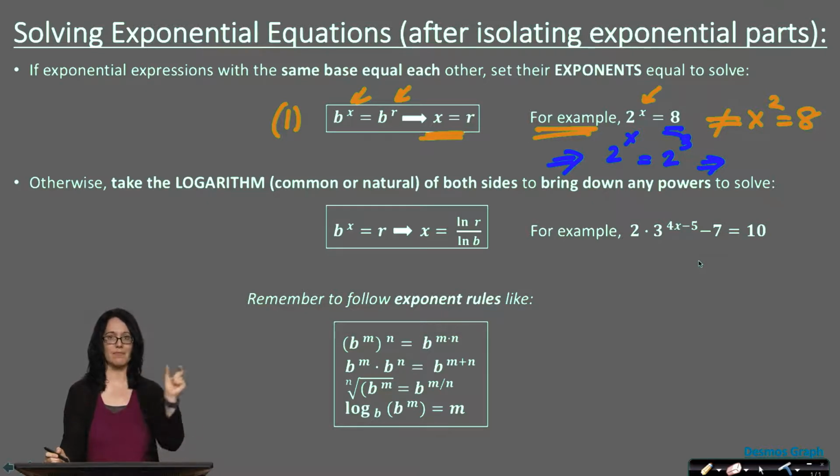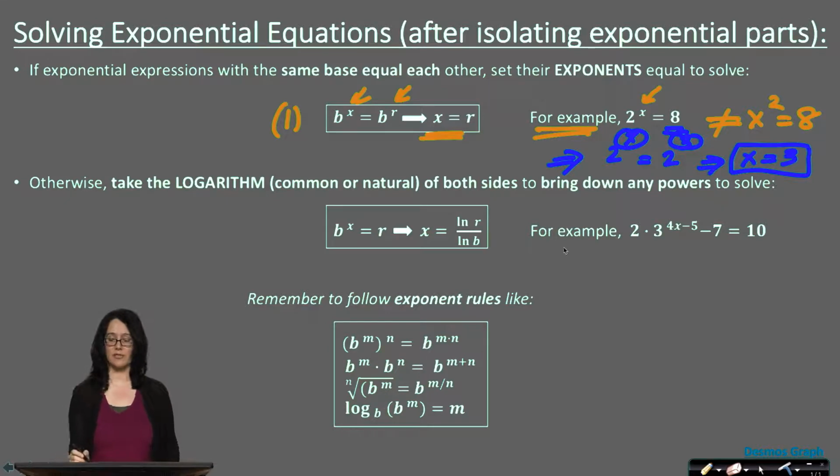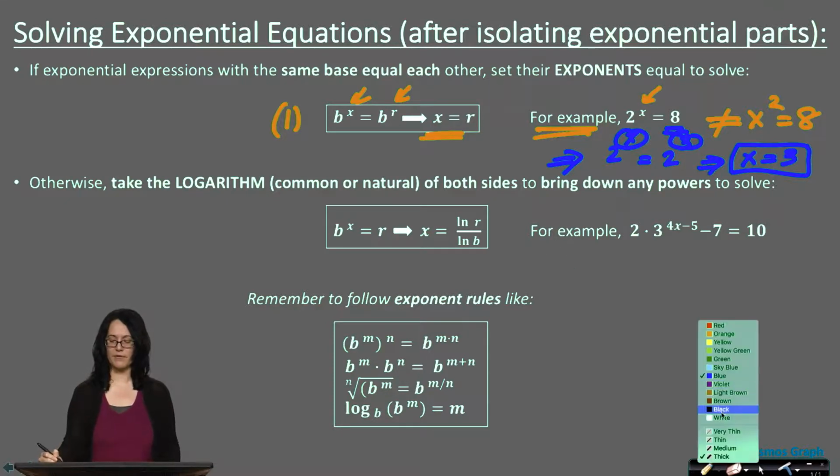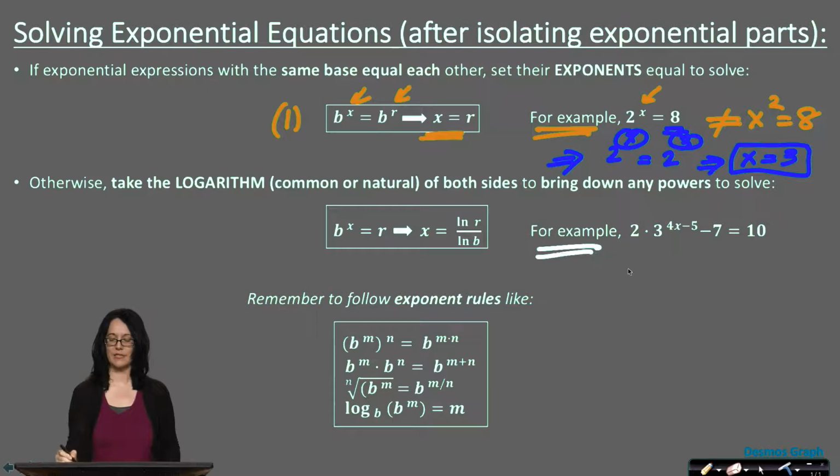If you can recognize I have the same base on both sides, my first step will be to set the exponents equal and then solve from there. This time it's easy, sometimes it's complicated. So x has to equal 3 to set those exponents equal. Now, more complicated situations arise. You can see the example below when you have to first isolate the exponential part.